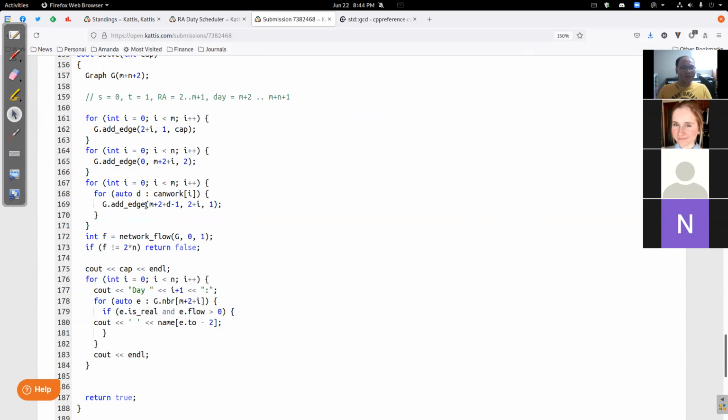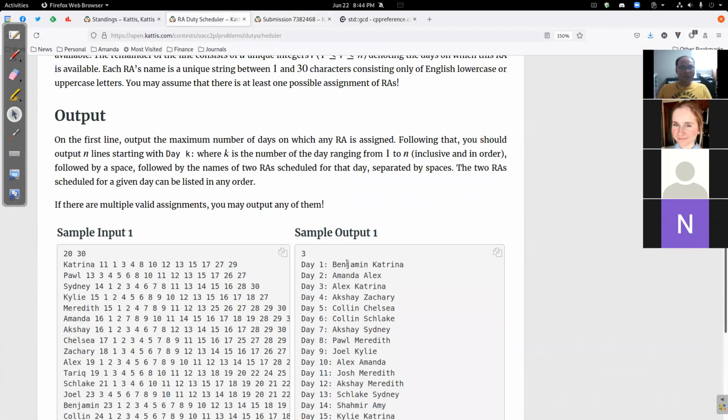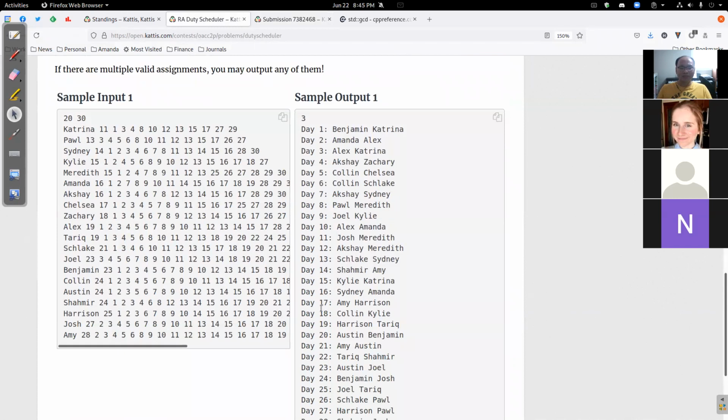The reason why I did it the other way is because the output has to say for each day who the people are. So it's easier if my edge goes from day to people. If I go from people to day, then I would be able to say for each person which days they work, which is a little bit harder for me to assemble into this output. So that's why I did it backwards. But in terms of just trying to find an assignment that works, it doesn't really matter which way you do it.